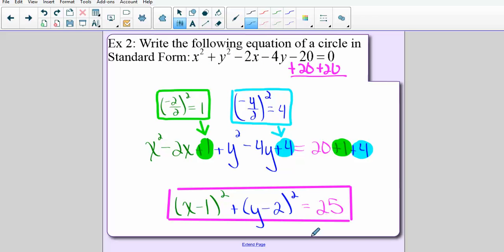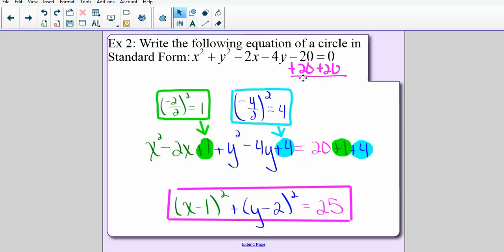All right, so here you go. Here's the magic. So I grouped my x's together. Then what is half of -2 squared? A +1. My y's, half of -4 squared, would be a +4. Remember, those are always going to be positives.